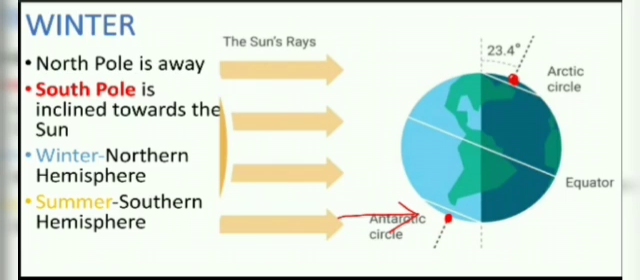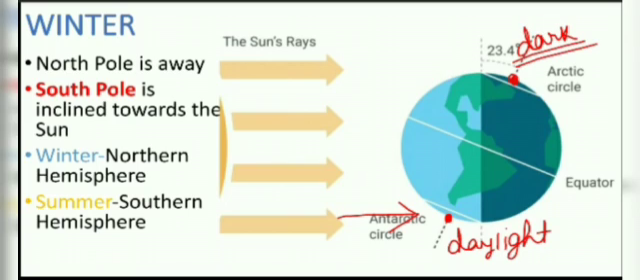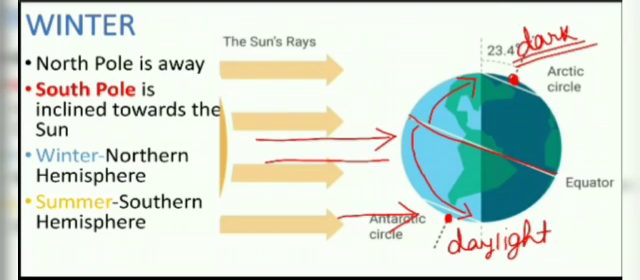Therefore, now the South Pole will have daylight for almost 24 hours or for approximately 6 months, and the North Pole will be in dark. And you can see, if this is the equator, in comparison to the northern hemisphere, the southern hemispheric regions are receiving a large amount of sun rays. So now the summer will be in the southern hemisphere and the northern hemisphere will have the winter season.